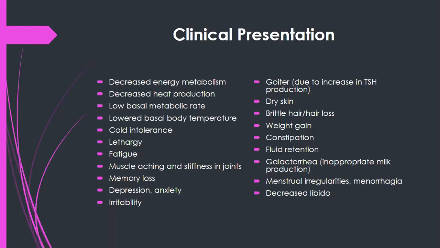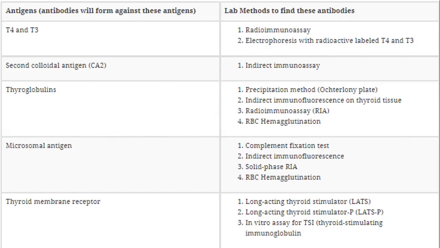These are the commonly observed symptoms of patients presenting with hypothyroidism. Now, these are the targets, the autoantigens targeted by the autoantibodies, and its corresponding test. So we have T3 and T4 determination by RRA or electrophoresis. Colloidal antigen using indirect immunoassay, thyroglobulins, we may make use of these methodologies, microsomal antigen and thyroid membrane receptors.